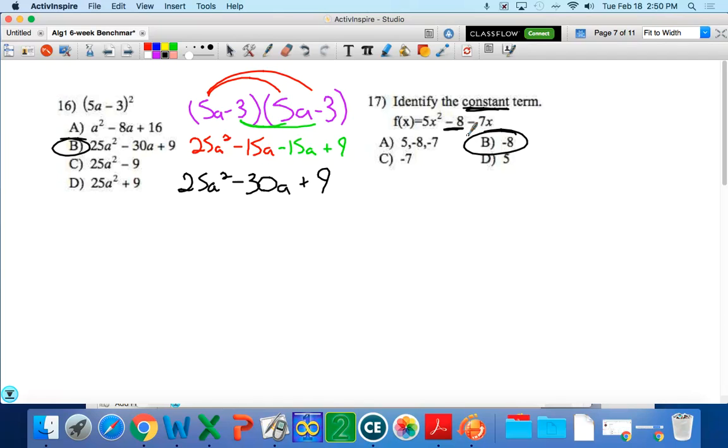Please also be familiar with terms such as coefficient, which means the number in front of the variable. Also be able to tell me how many terms there are. A term is a piece separated from the rest by addition and subtraction, meaning this would have 3 terms. Please know those vocab things.